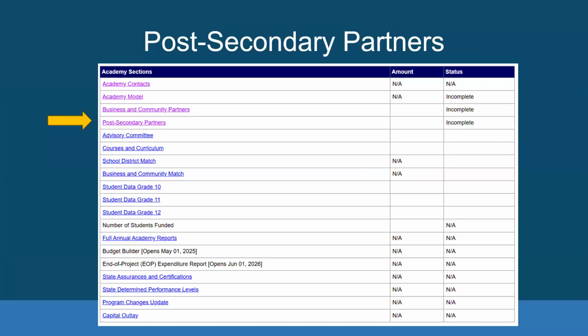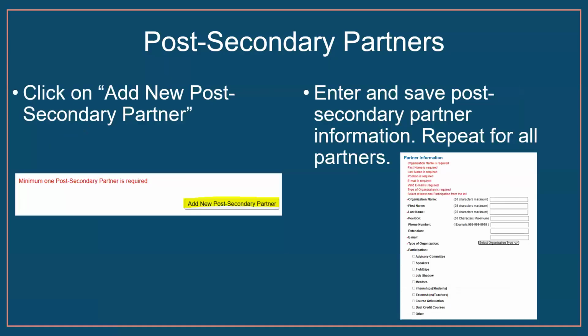So you'll click the boxes that match their contributions, and you'll save that. Post-secondary partners, very similar. Next one down, you'll click on add new post-secondary partner, and then in here, enter and save their information. So for all of your partners, again, their names, contact info, and then letting us know how they participate. Do they offer job shadowing, externships, course articulation, maybe dual credit courses? How are they supporting your CPA?